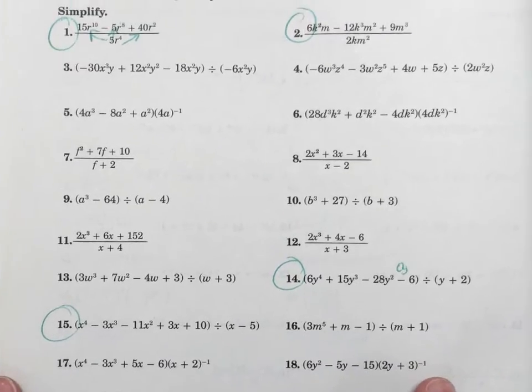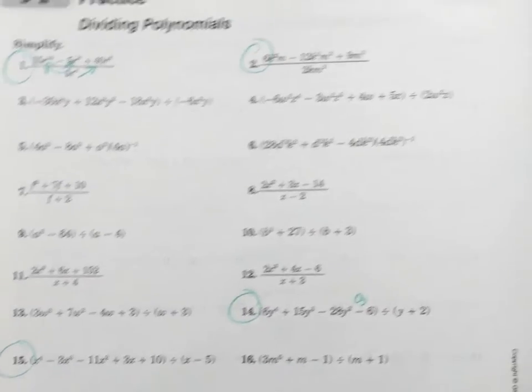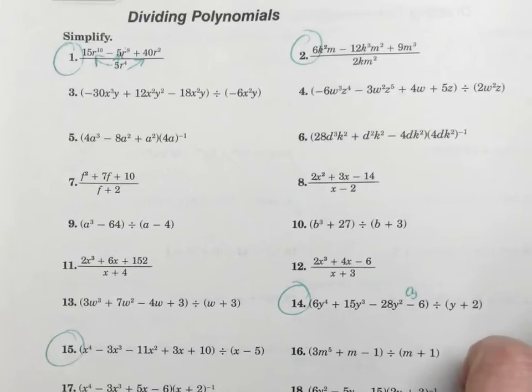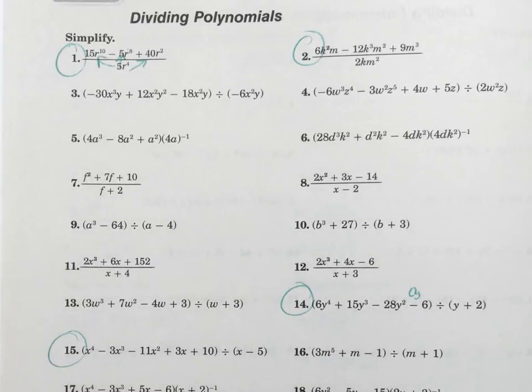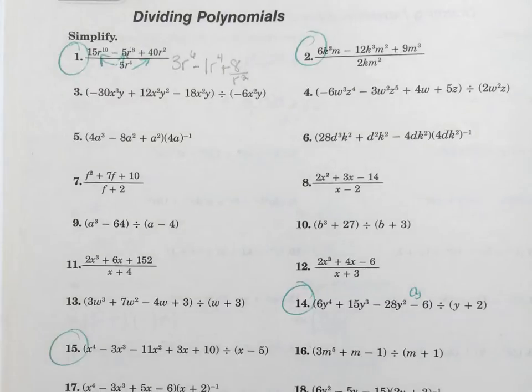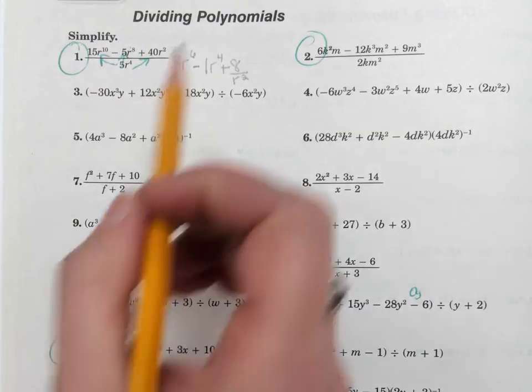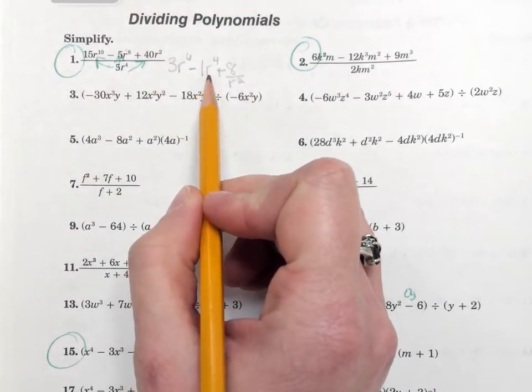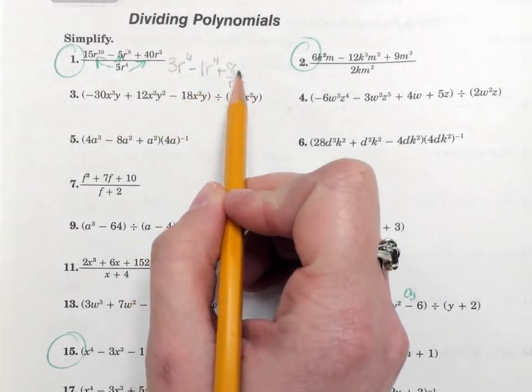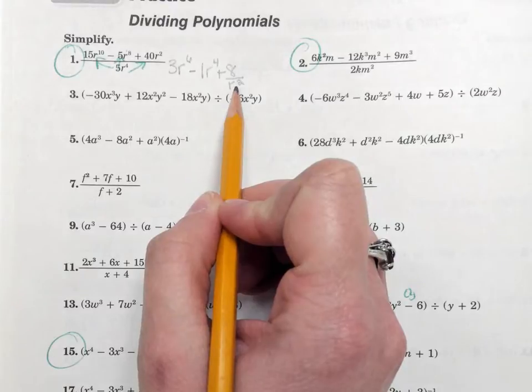So start with 1 and 2. Grab your notes real quick. Start with 1 and 2. Let me grab my pencil. And let's see if we can review these 4 real quick before we move on to something different. Alright, I'll check your answer for number 1. 3r to the 6 minus 1r to the 4th plus 8 over r squared.